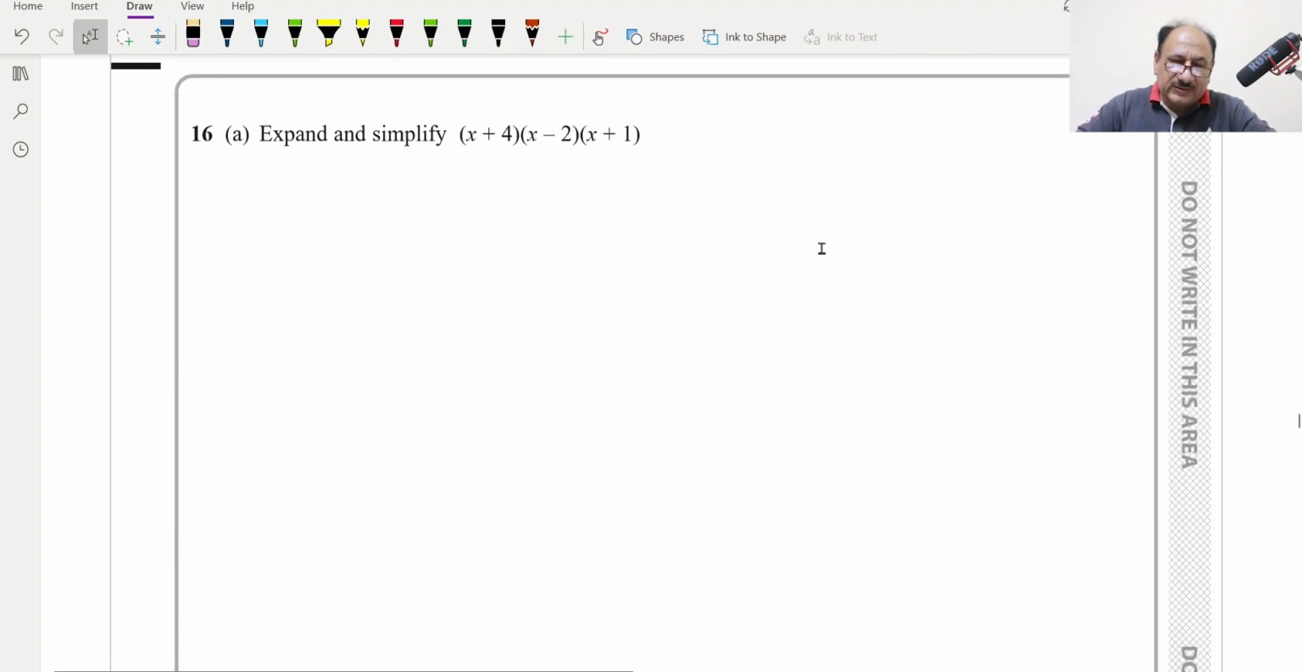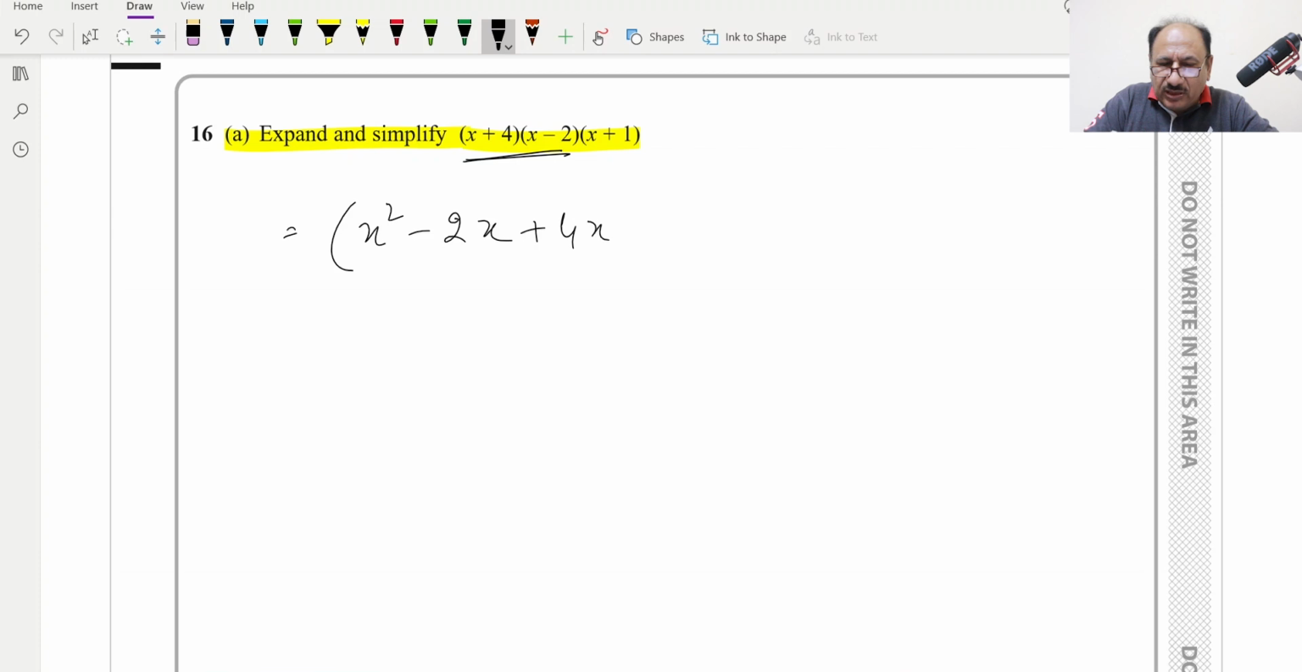Now question number 16, expand and simplify. Straightforward, easy question. First we will multiply the first two terms. X into x will be x squared, then x into minus 2 will be minus 2x, 4 into x will be plus 4x, and 4 into minus 2 will be minus 8, and the third term we write as it is without any change. Now we can add the like terms. So x squared plus 2x minus 8 multiplied by x plus 1.